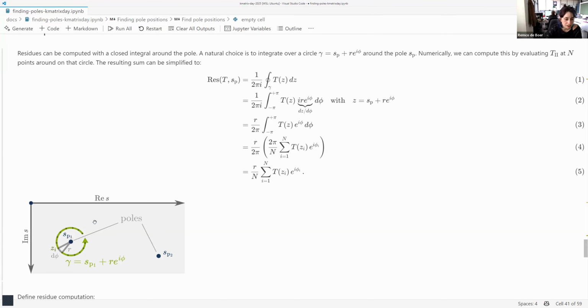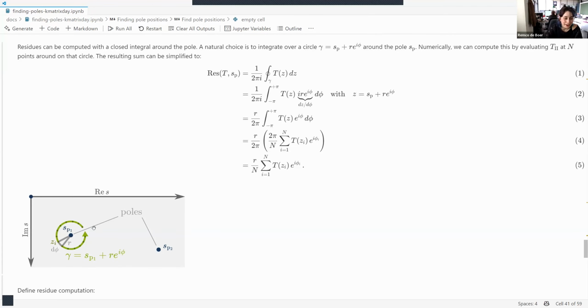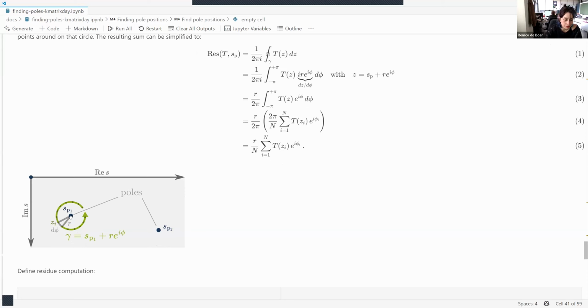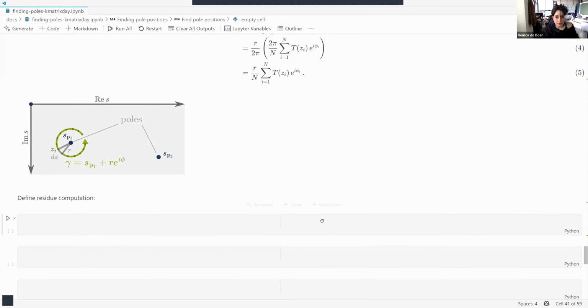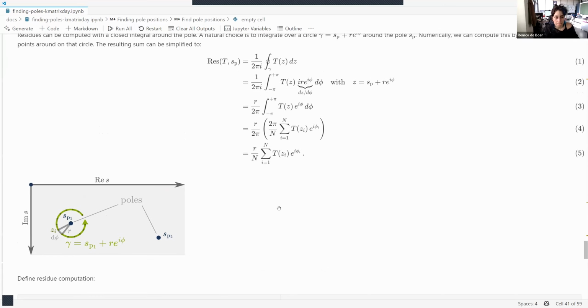So what is happening here? I drew a picture of this. I have my pole position here. This is what Minuit found for me. And then I'm doing a closed circle around it. And I split this contour into n points, as you can see here. Here is the formula I used for finding the residue. And now let's define this formula in code.